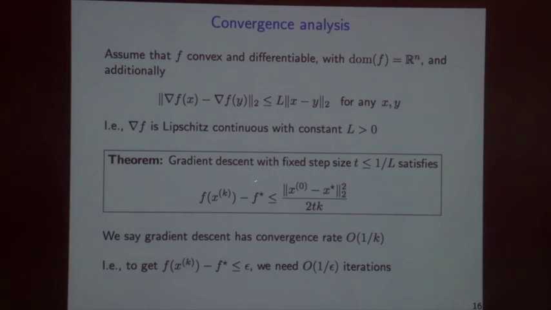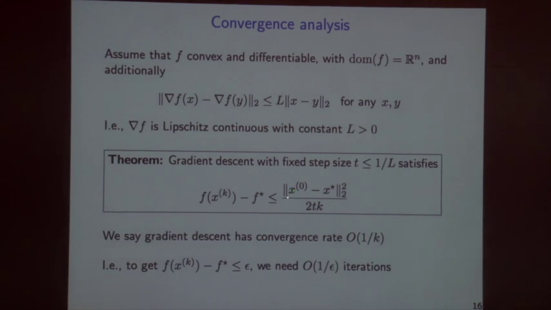Under these two conditions, the following theorem holds. Gradient descent with a fixed step size t that is not larger than 1 over the Lipschitz constant L satisfies the following inequality: the objective value at the kth iteration minus the optimal value of the objective is not larger than a constant which depends on the distance from your initial location to the minimizer of the function, divided by twice the step size times the number of iterations. This means that your rate of convergence is of the order 1 over k.